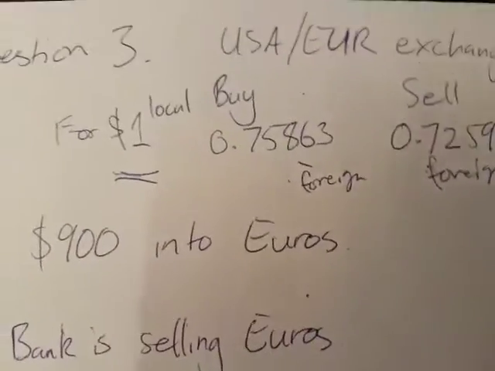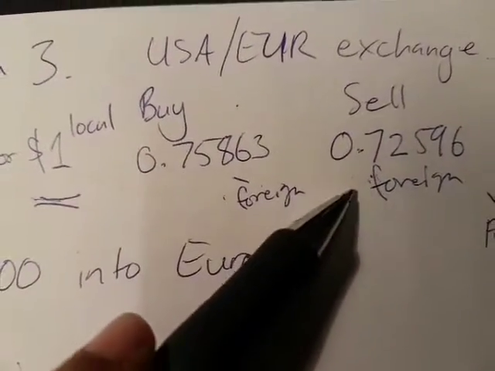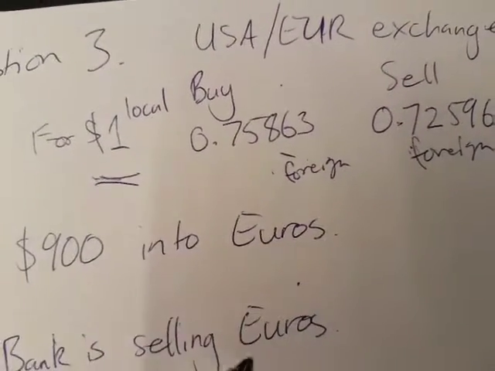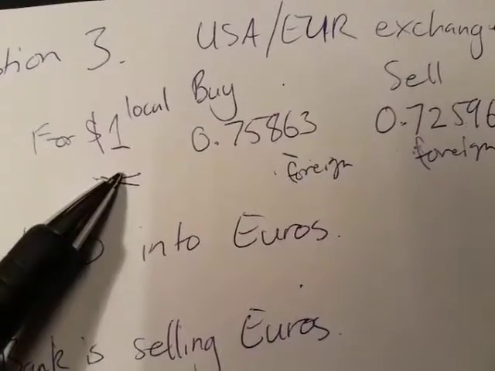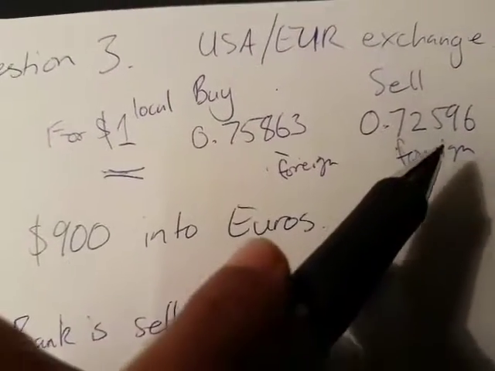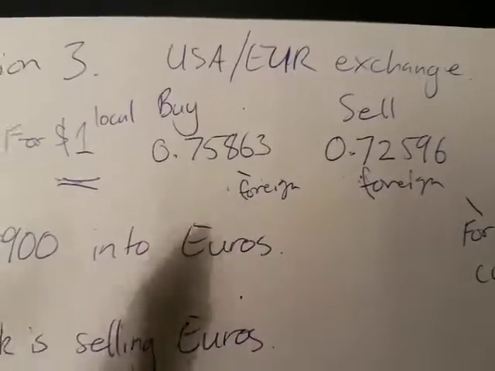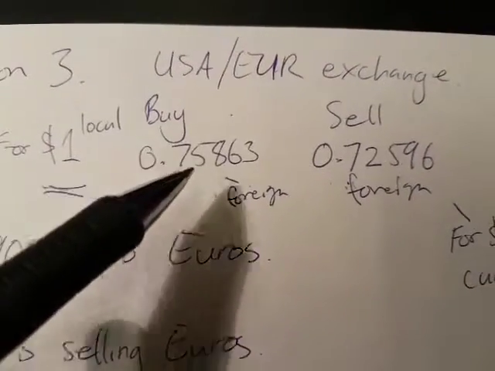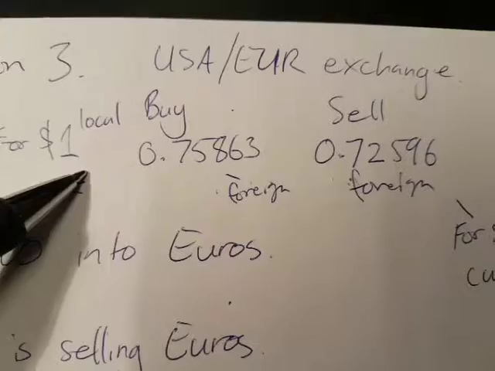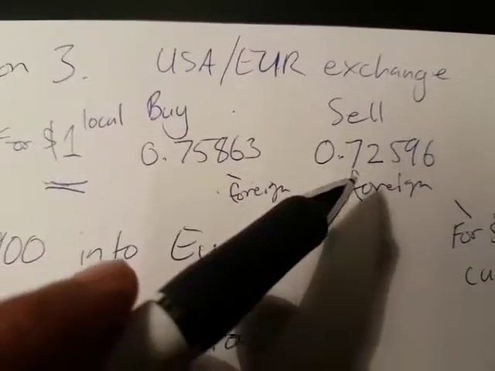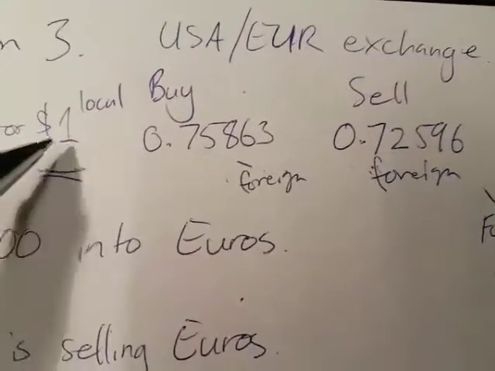On the flip side, when it comes to them selling their euros, okay, they will only give you a small number of euros for that same $1. Okay, so these numbers are the foreign currency, and it is the amount of foreign currency that will be exchanged for 1 local currency. So here, buying a lot of euros for that $1, and giving you a small number of euros for that 1 local dollar.